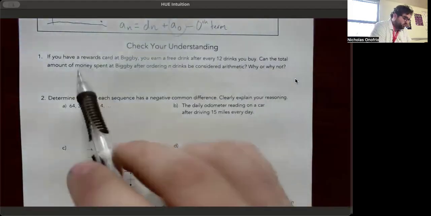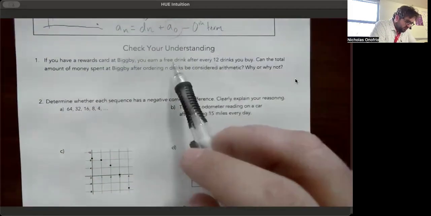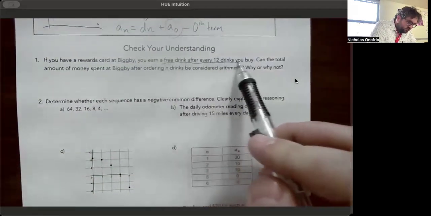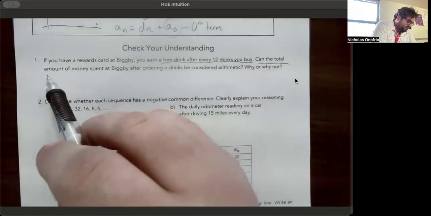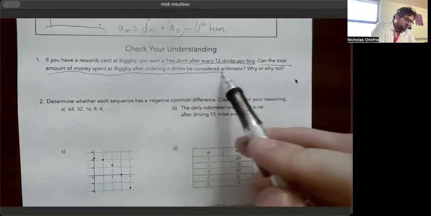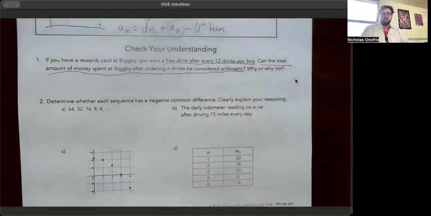If you have a rewards card at Bixby, you earn a free drink after every 12 drinks you buy. Can the total amount of money spent at Bixby after ordering n drinks be considered arithmetic? Why or why not? Go ahead and pause the video and talk about it with a partner, and then we'll come back together.